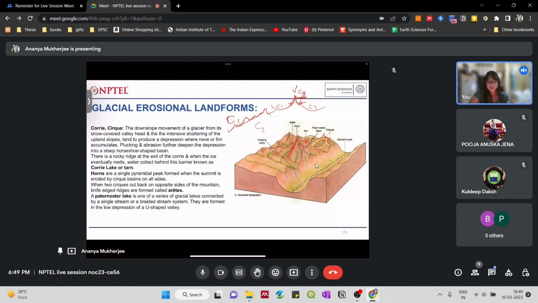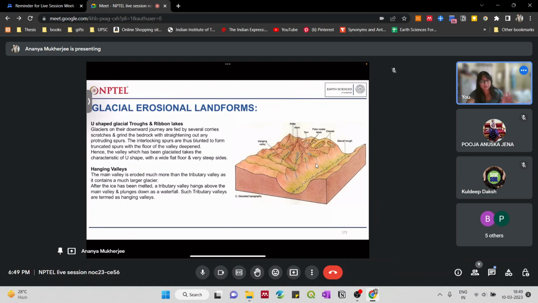Then you have U-shaped glacial troughs and ribbon lakes. So in U-shaped glacial troughs and ribbon lakes, when the glaciers are moving down, a lot of other cirques are going to feed the glacier.